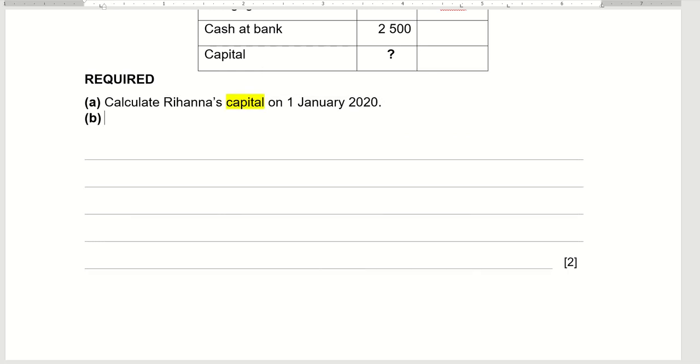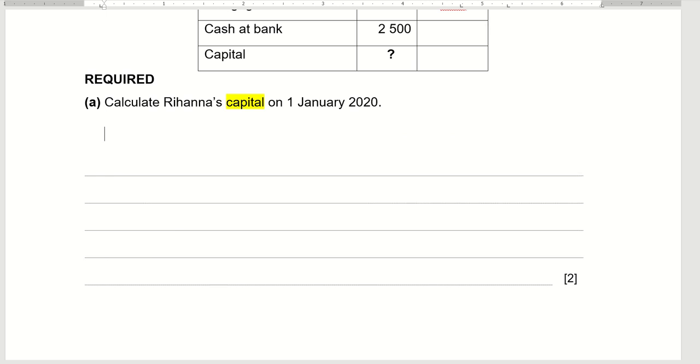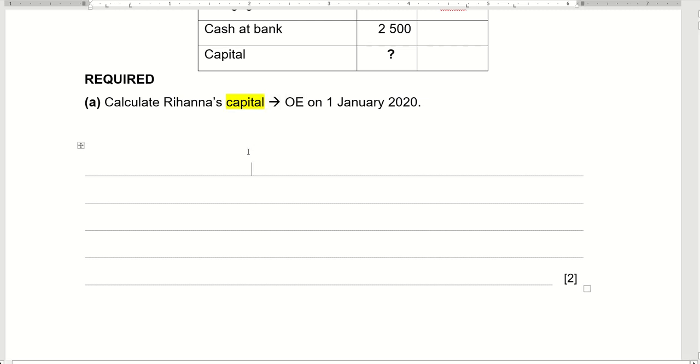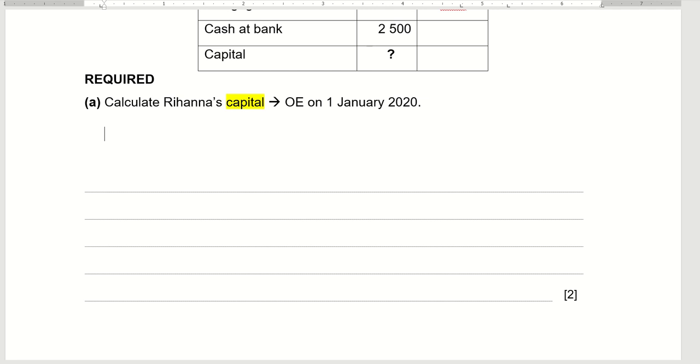Now, before we do that, we want to remember capital is actually part of OE. It is part of owner's equity. And how do I put owner's equity into an accounting equation? You need to remember my favorite moisturizer: asset equals liabilities plus owner's equity. Okay, asset equals liabilities plus owner's equity.